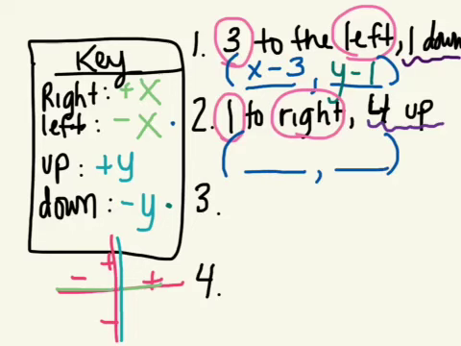So 1 to the right, that's talking about my x, and if I'm going to the right, I'm getting positive. So I'm going positive by 1. So my x is x plus 1. Now for my y, if I'm going 4 up, that means that I'm going up, so I'm going positively on y. So y is positive, and I'm going up by 4, so y plus 4.